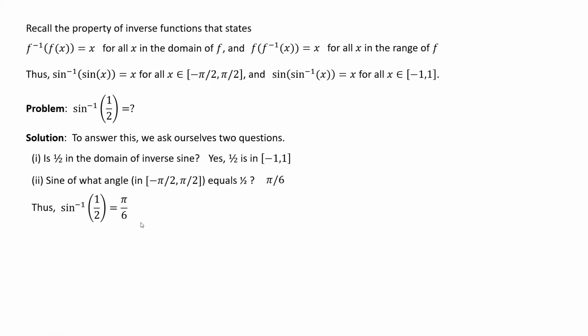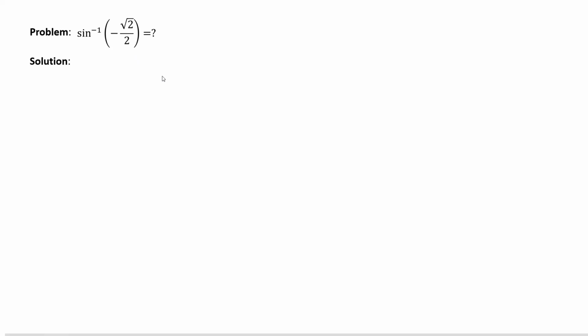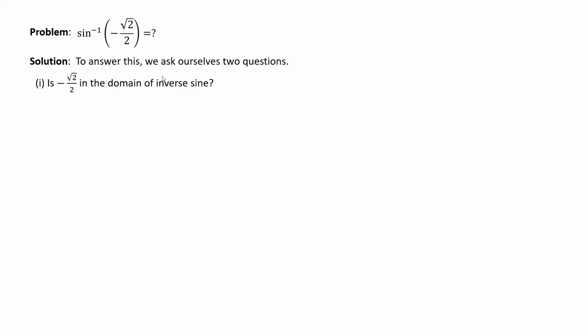In other words, typically what happens in my case, if somebody says, what's sine inverse of 1/2? I'll go, okay, 1/2, is that between -1 and 1? Yep, it is. Okay, sine of what angle is equal to 1/2? Pi 6. Is pi 6 in the range of the inverse function, negative pi half to pi half? Yes, it is. So I'm done. Cool. Let's see. What is sine inverse of negative square root of 2 over 2? What are the two questions you ask? Is negative square root of 2 over 2 in the domain of the inverse sine function?